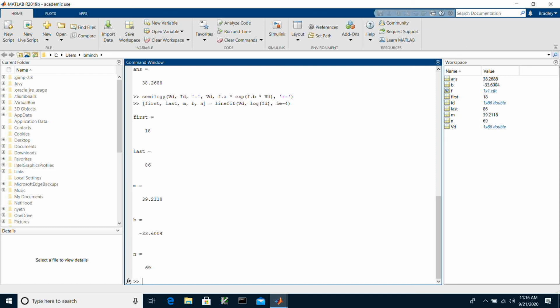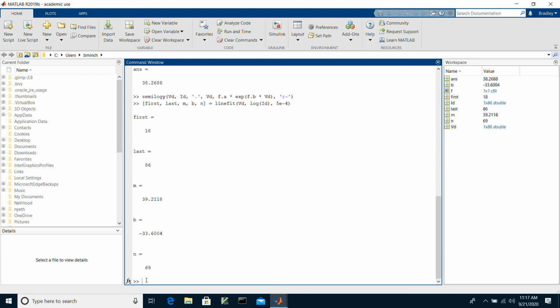And you can see that the range of values here that it's chosen is between the 18th point and the 86th point, and the slope it returned is 39, not too far off from the 38 that the curve fitting toolbox gave us. And b here, the intercept, is minus 33.6. Okay, and this corresponds to the natural log of the multiplicative prefactor, because e to the b would be broken off here, and could be expressed in the linear space as that multiplicative current factor.